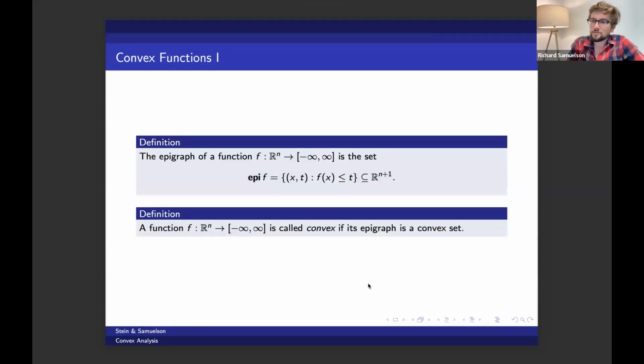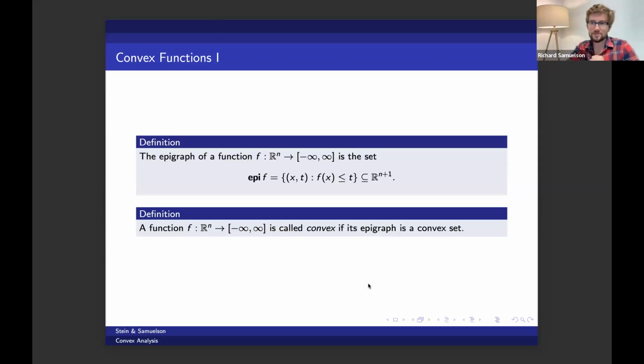We started with convex sets because there's an intimate relationship between convex sets and convex functions, which is not intuitive. If you have a function defined on R^n which takes values in the extended reals, we can define the epigraph of this function to be all the points which either lie on the graph of the function or above. And we'll call a function convex if its epigraph is a convex set. This is not the usual definition you see of a convex function, but it is equivalent to the usual definition, which involves lambdas.